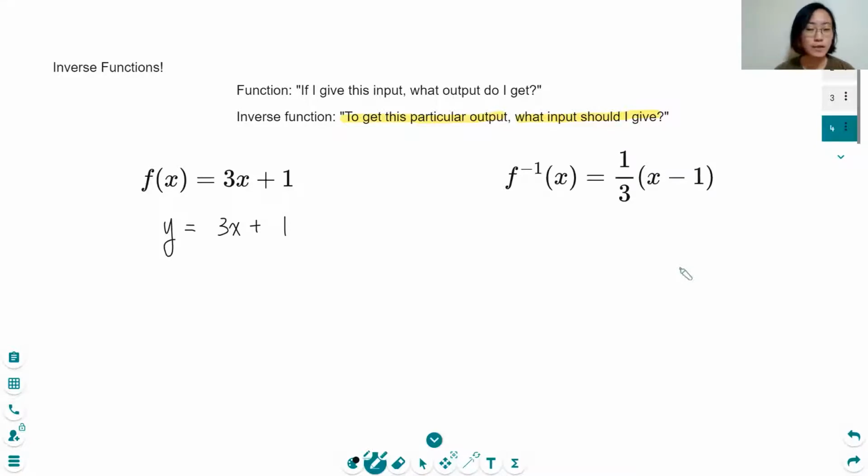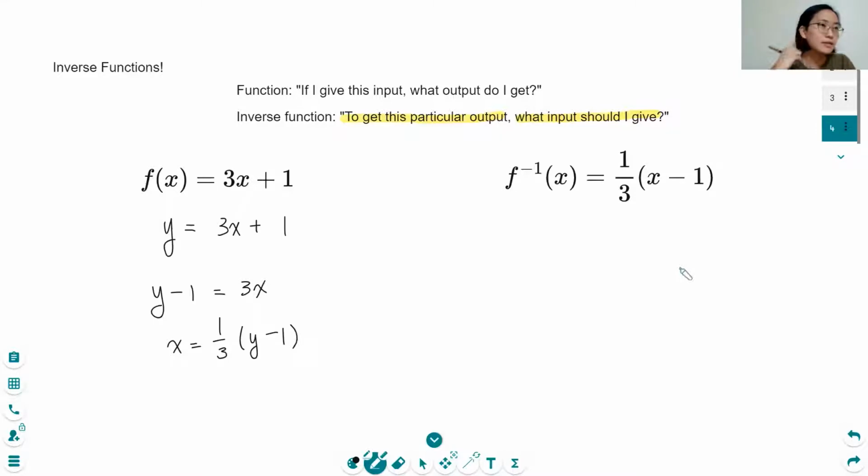If I want to flip it, I'm going to reverse it, so I'm going to try to express x in terms of y. I'll move the 1 over to the other side, and then divide the equation by 3 on both sides. When I do this, I've expressed x in terms of y, and we get x = 1/3 (y - 1).